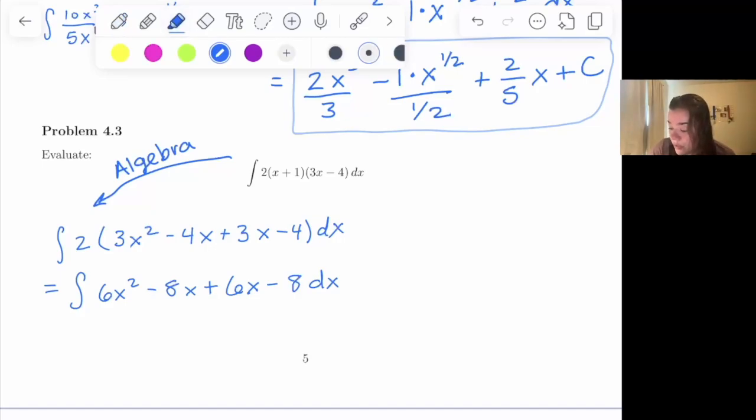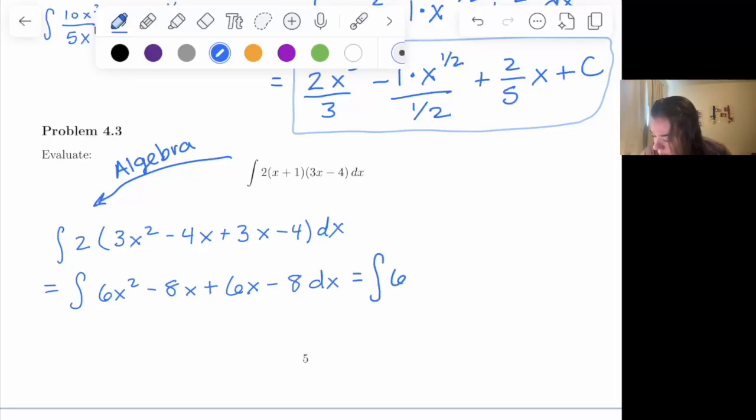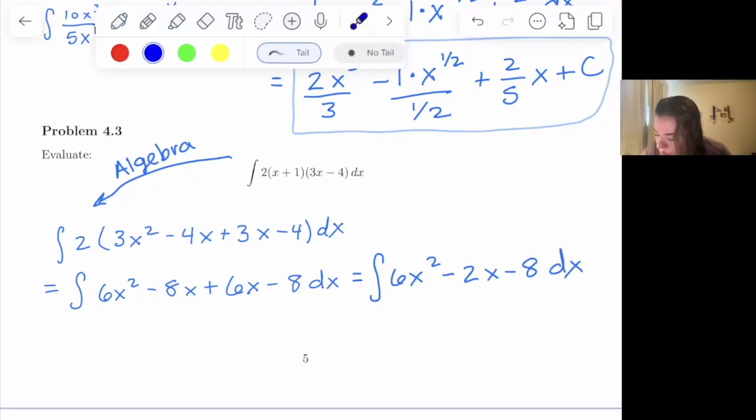Now you'll also note there are like terms in the middle. You could combine those, or you could just integrate each term and combine at the end. Let's say we did want to combine those like terms. This would become 6x squared minus 2x minus 8 dx. So these like terms could have been combined in this step or in the step above. You will wind up with the following integrand that I'm at. Now we are primed and ready to take an antiderivative.